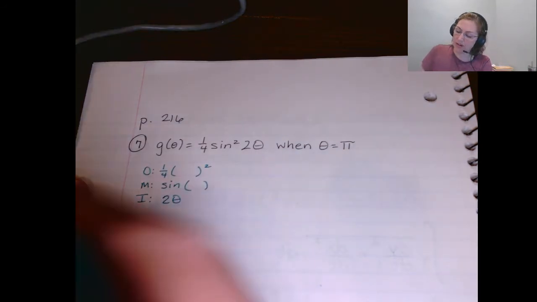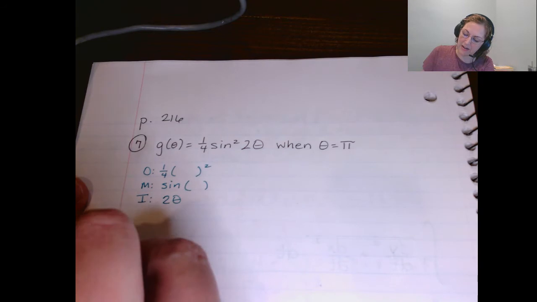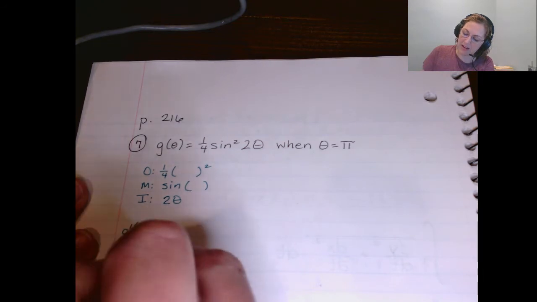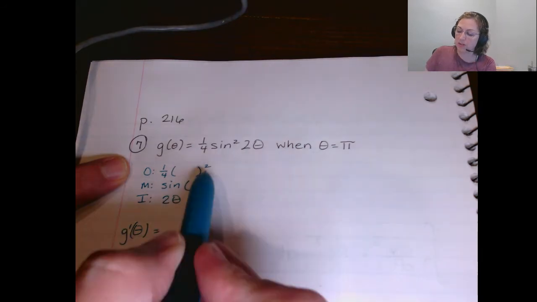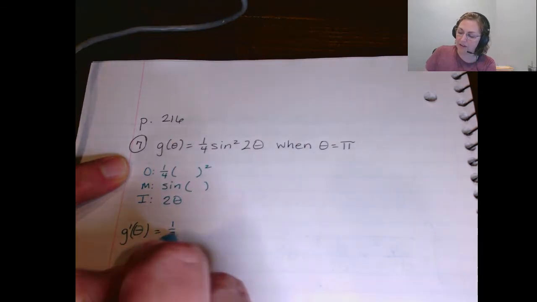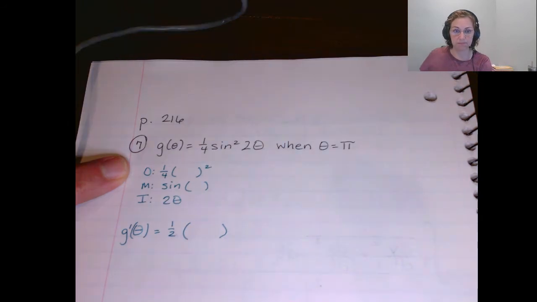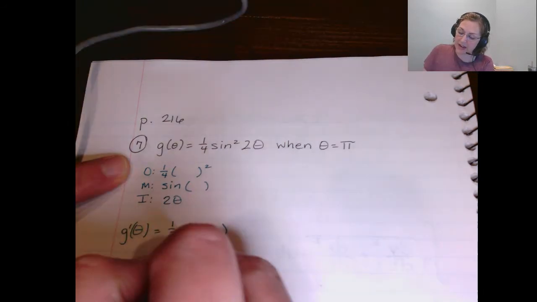And we'll take the derivative working from the outside. So g prime of theta would be, now the derivative of 1/4 times something squared, we're going to bring the 2 in front, making that a half, times that something. That was sine of 2 theta.